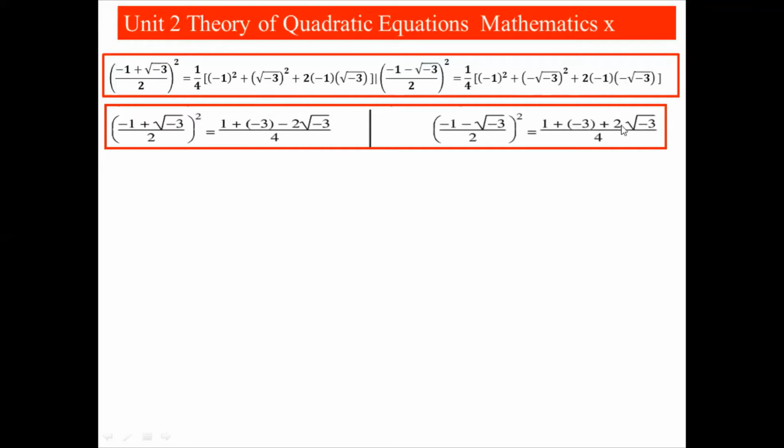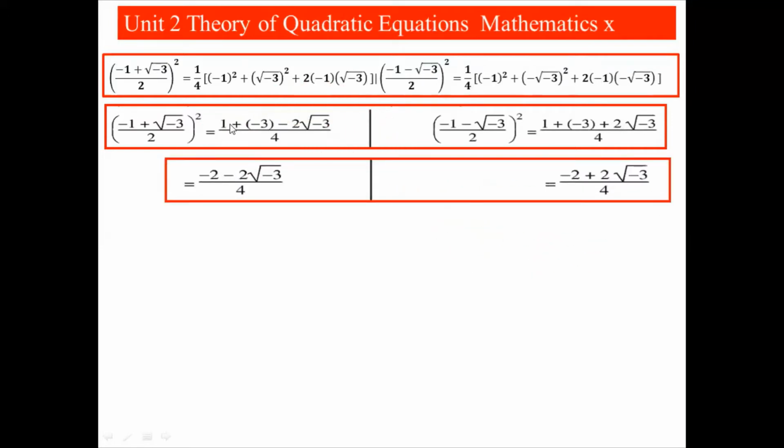When we multiply these two negatives, we have positive. So we can write this as 2 square root of -3 whole divided by 4. Here 1 plus -3 is -3, it means 1 minus 3 is equal to -2. The minus value is the same as it is, -2 square root of -3 whole divided by 4. And here we have 1 plus -3. When we multiply this plus with this minus, we have -3. So -3 plus 1, we have -2, and here we have +2 square root of -3 divided by 4.